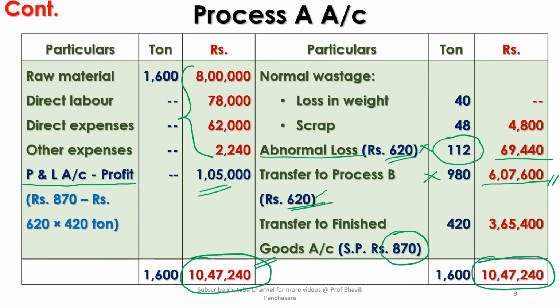This profit we can also calculate like this: selling price 870 minus cost per ton 620, into 420 ton that we are going to transfer to the finished goods account. This way also you will receive this amount of profit, 1,05,000.